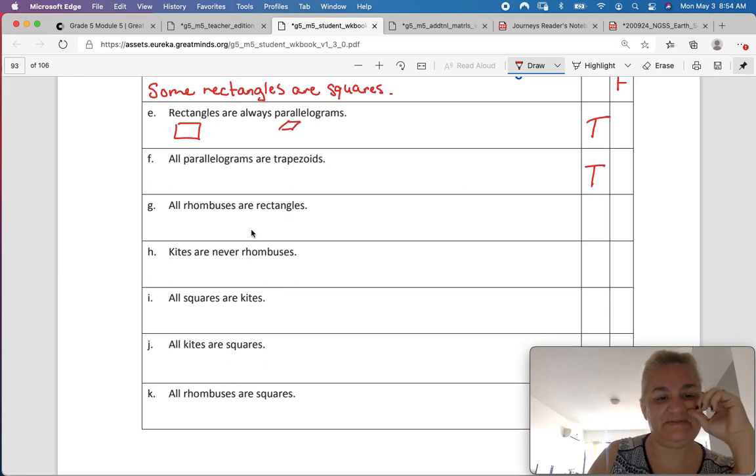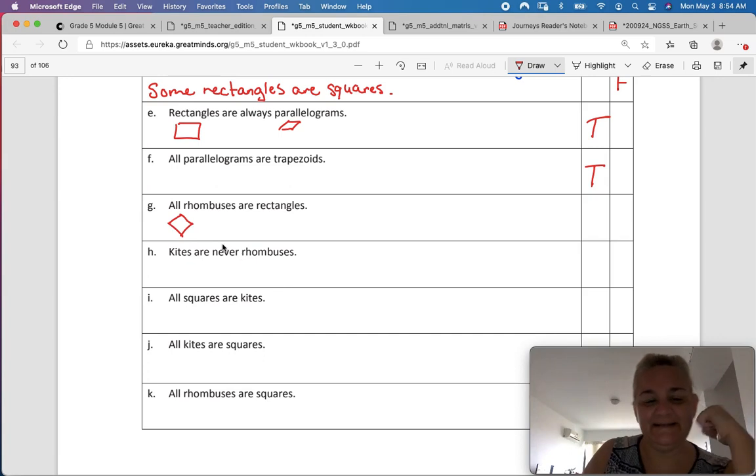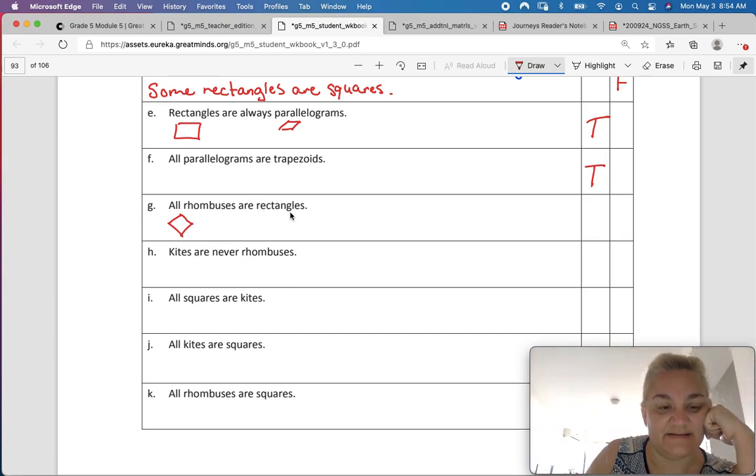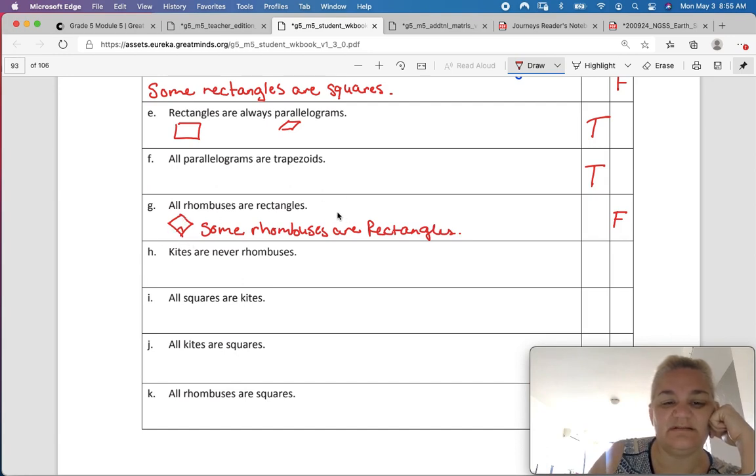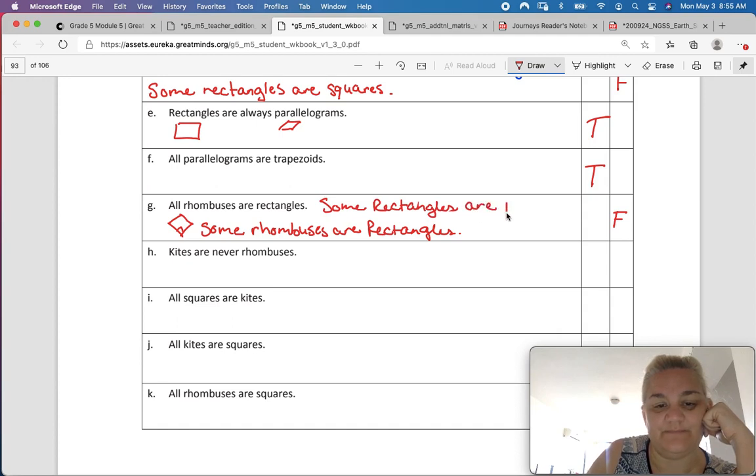All rhombuses are rectangles. Well, the only rule for a rhombus is that they have to have 4 equal sides, right? They don't have to have right angles, and rectangles all have to have right angles. And rectangles don't have to have equal sides, but rhombuses do have to have equal sides. So I'm going to say this one is definitely false, and I'm not confused this time. All rhombuses are rectangles? Well, if they have 90-degree angles, they could be. So some rhombuses are rectangles. And a rectangle could be a rhombus if it has four sides that are the same size. So we could say some rectangles are rhombuses, but they can never be all.